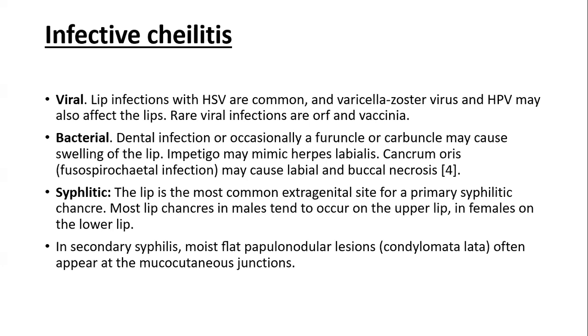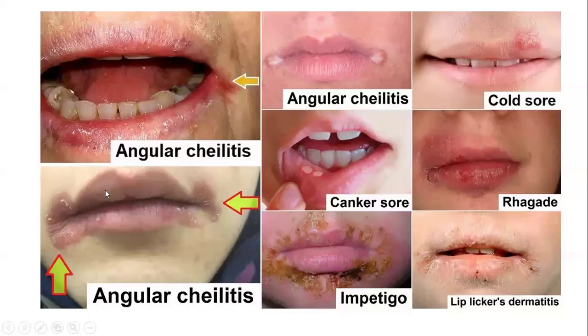Then syphilitic lips are a common cause of extragenital primary syphilitic chancre. Most lip chancres occur in males and tend to occur in the upper lip, and in females in the lower lip. In secondary syphilis, moist, flat papulonodular lesions, which are condylomata lata, often appear at mucocutaneous junctions. So here impetigo is seen in this picture.